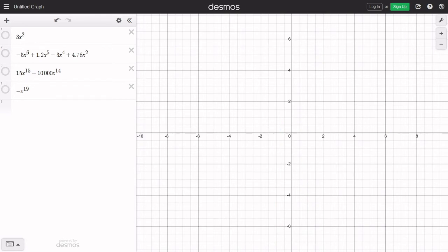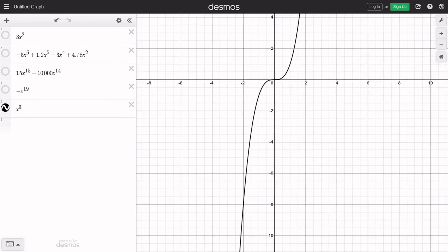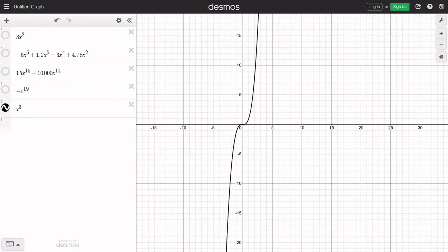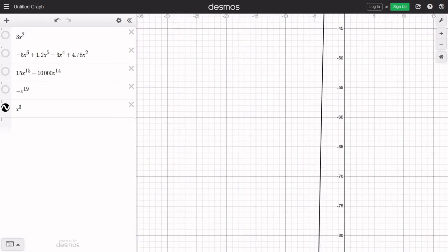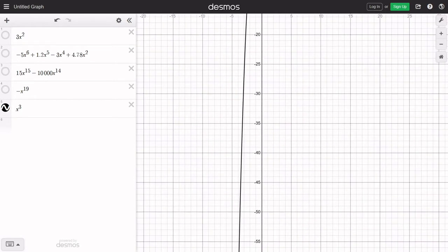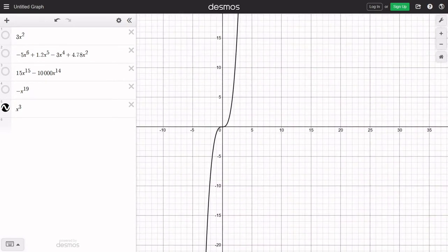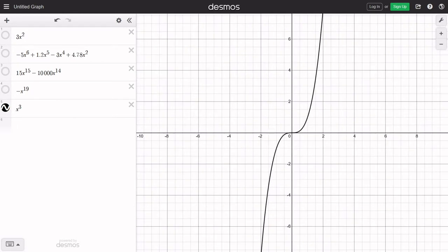Okay, for this next polynomial, we have a leading coefficient of 15. So it's an odd power, so we expect that going to the left, it should go down. Let me just show you that real quick, x to the power of 3. We expect this behavior for the 15x to the 15 minus 10,000 x to the 14. It goes down as we move to the left, and it goes up as we move to the right. That's the behavior we expect.